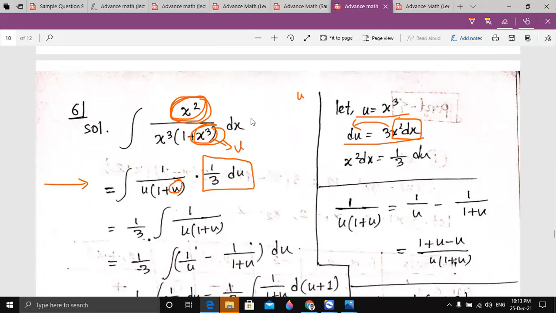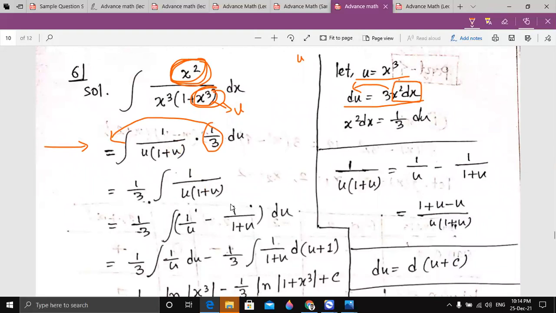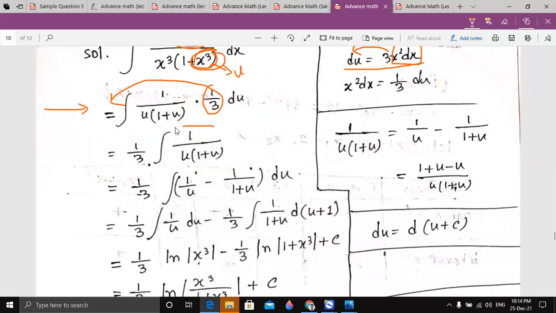And that's why our variable also needs to be the same. Like if I write down u here, then our variable here also has to be u. Okay guys, am I clear? Yeah. Okay. Now take the constant out. So we get 1 by 3 integration of 1 by u into 1 plus u. So I need to write down du here.